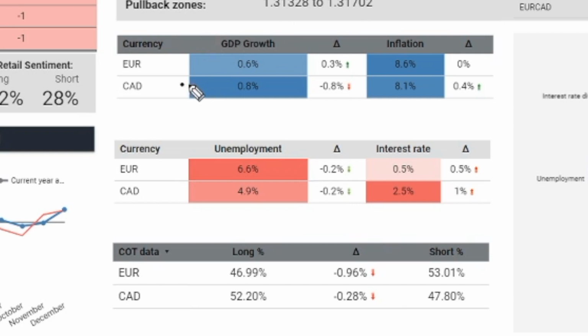GDP growth, we have more growth in Canada. Inflation, we have less inflation, which is better in Canada. Euro region has higher unemployment, so we're going to go ahead and side more so with the CAD, which is sitting at only 4.9% unemployment compared to 6.6. And finally, interest rates are much higher in Canada, which attract foreign investment and can be a strengthening factor to the currency.